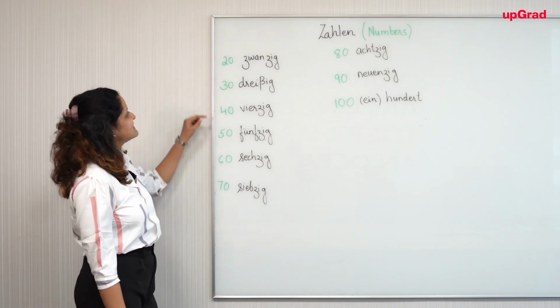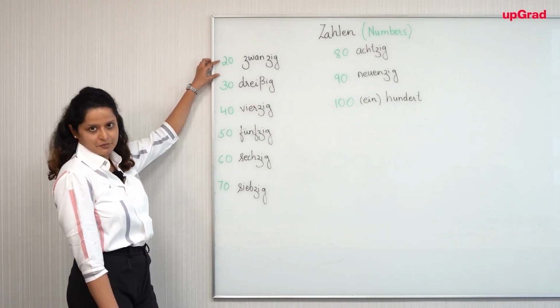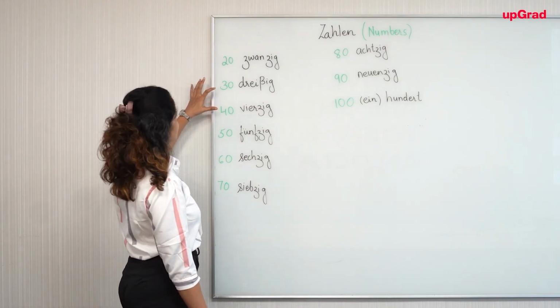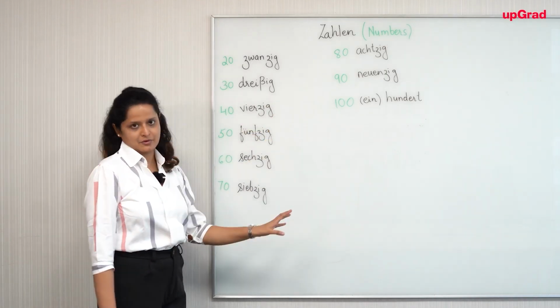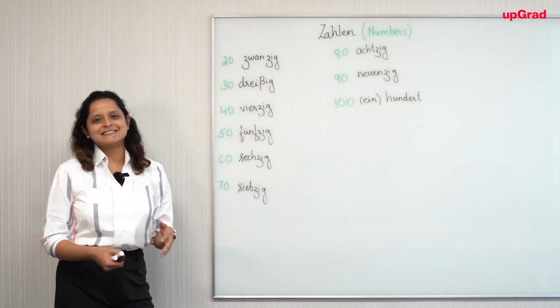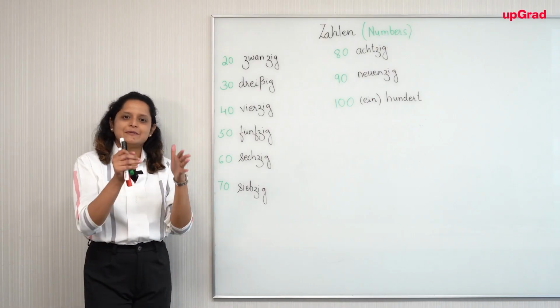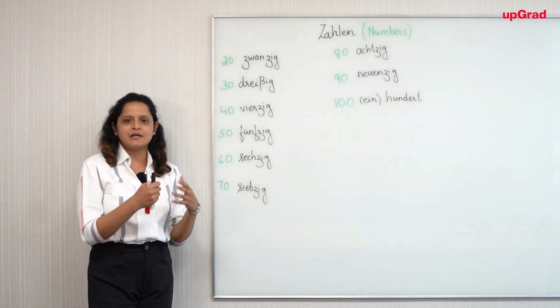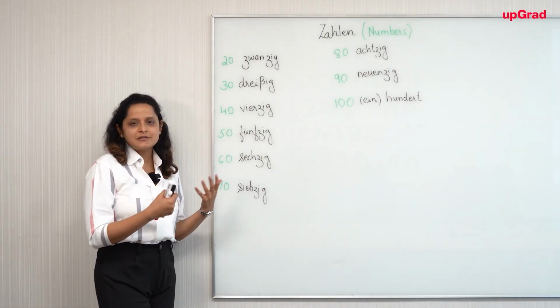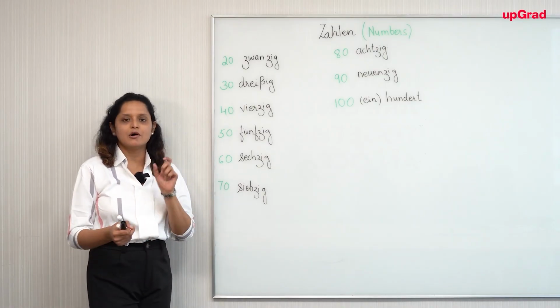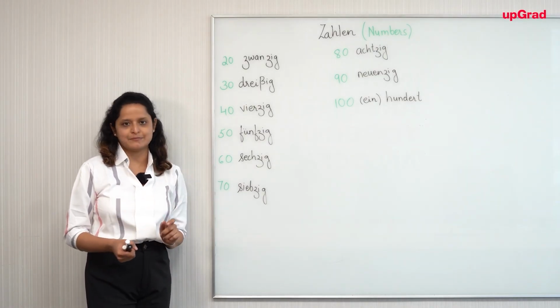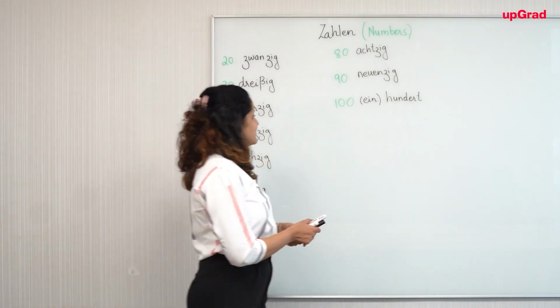Now what remains is the numbers which fall in between. That is the numbers from 20 to 30, 30 to 40, 40 to 50, 50 to 60 and so on. The good thing here is these numbers follow a very specific pattern. Once you are aware of the pattern, there is no need to mug up or learn by heart all the numbers. All you need to do is understand this pattern. So let's take a look at that pattern.